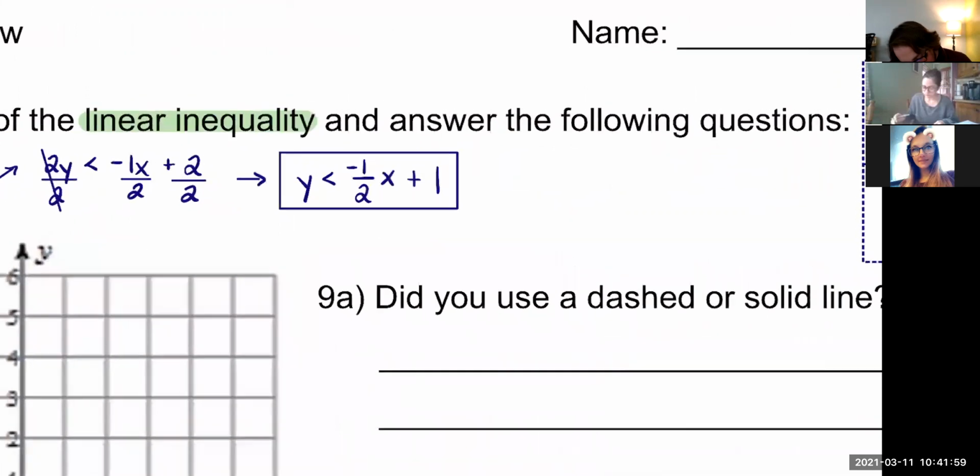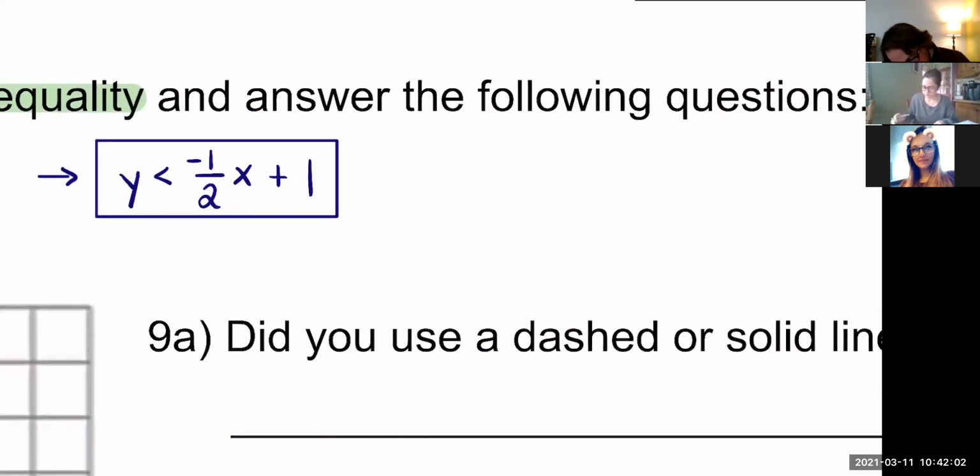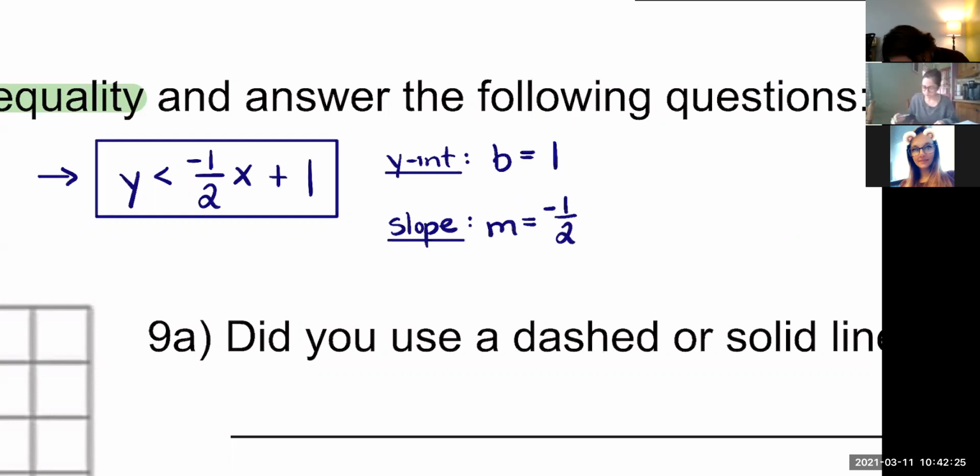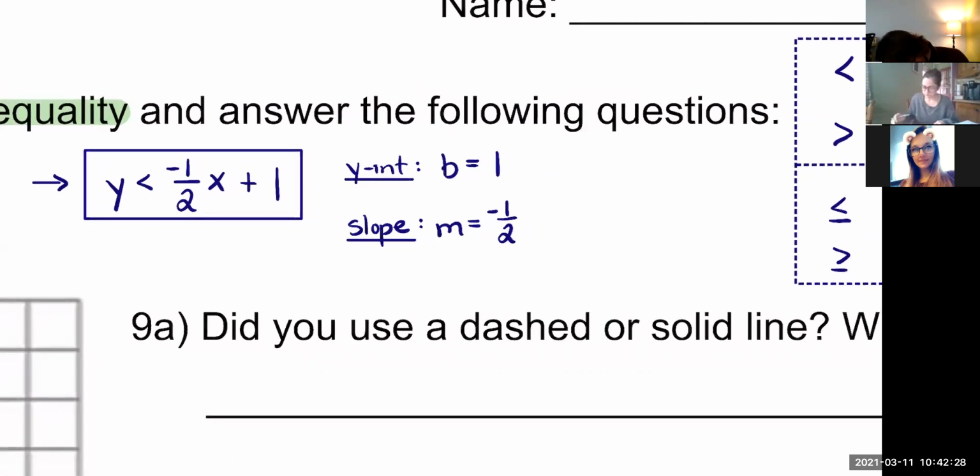So I'm going to jot it down kind of in the order that we're going to need it here. First off, our y-intercept, which is the b in slope-intercept form, is going to be a positive 1. The slope, which is the m in our slope-intercept form, is going to be the negative 1/2. And according to the inequality symbol, which is a less than symbol, that tells me two additional things, and that is that we're going to have a dashed line and that we're going to shade below that line.